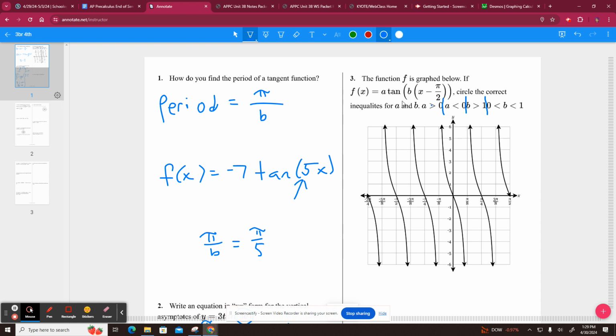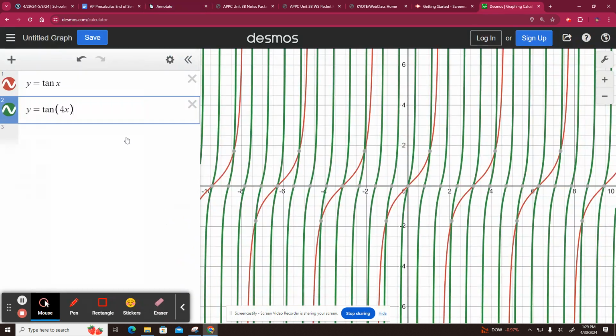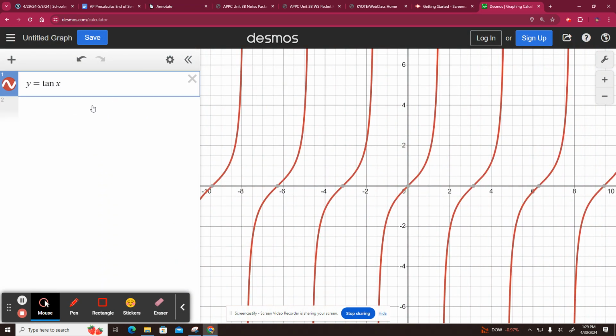The function f is graphed below. If f of x equals a tan of b, parentheses, x minus pi over 2, close parentheses twice, circle the correct inequalities for a and b. So for the a value, that's just the number in front. So here is the parent function of tangent, okay? And really, there's just a 1 in front, right? So 1 tan x. Doesn't change anything.